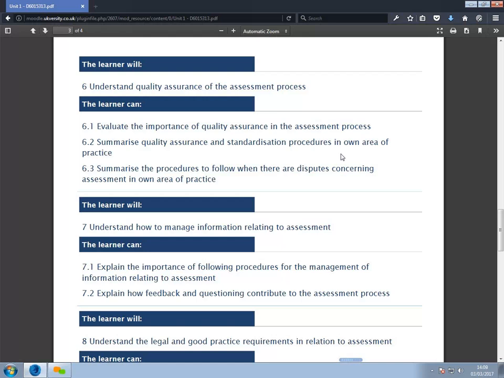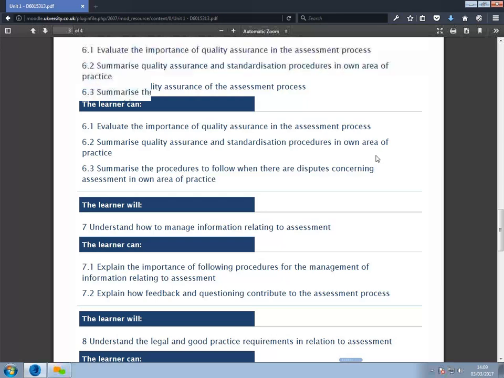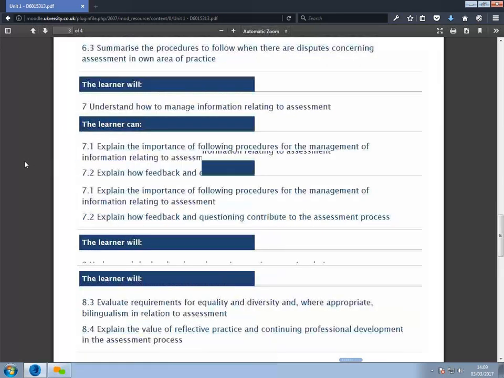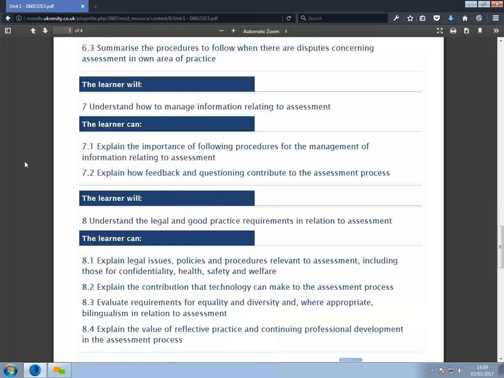Then they will make the decision from there. The candidate has the ability to go back to the awarding body himself separately, but in probably 35 years of assessing, I have never once known that happen. Seven, the learner will understand how to manage information relating to the assessment. This is following procedures, managing the information relating to the assessment, and how the feedback and questioning within your assessment process contribute to the whole effort.